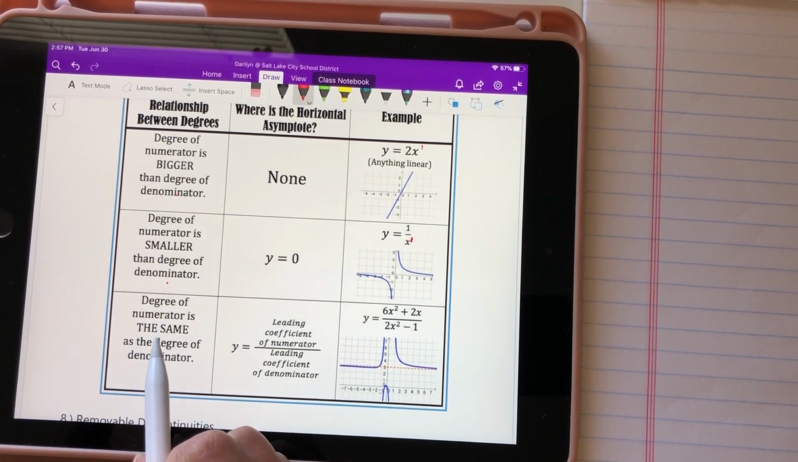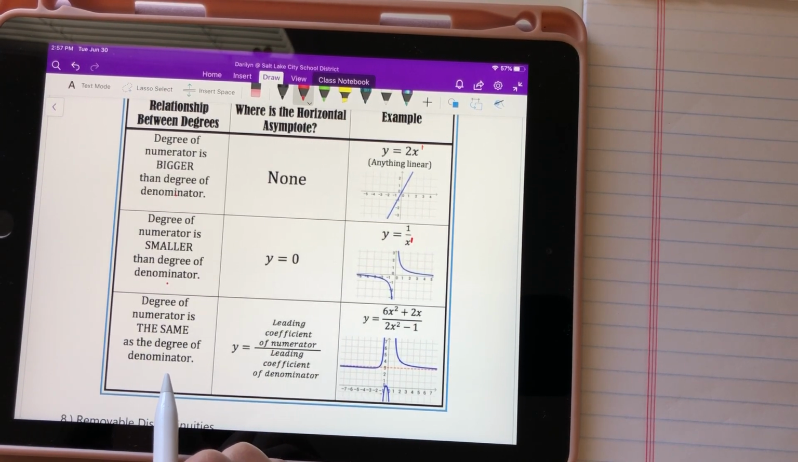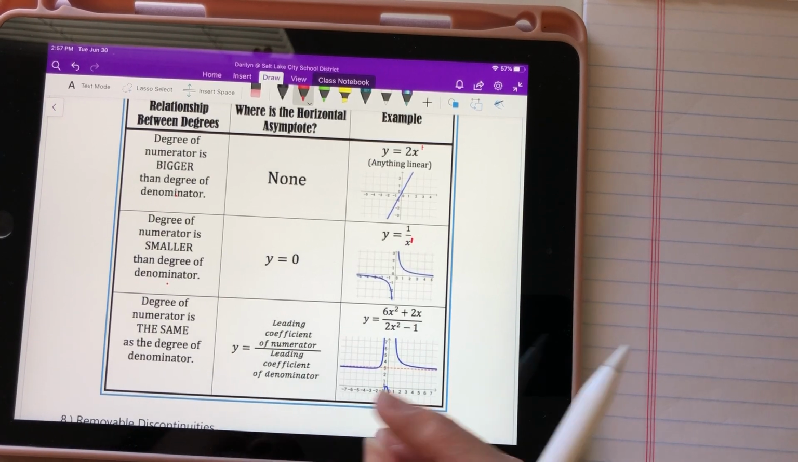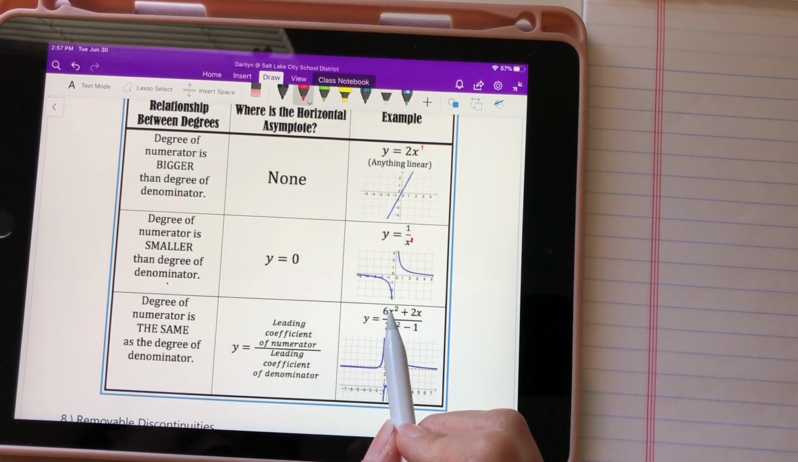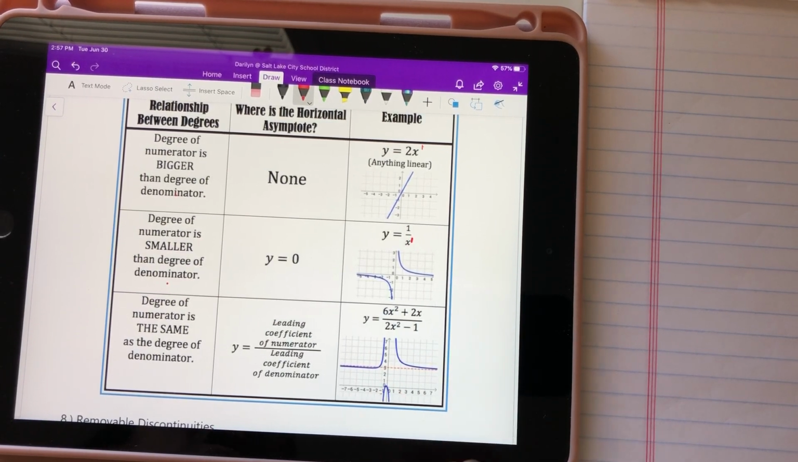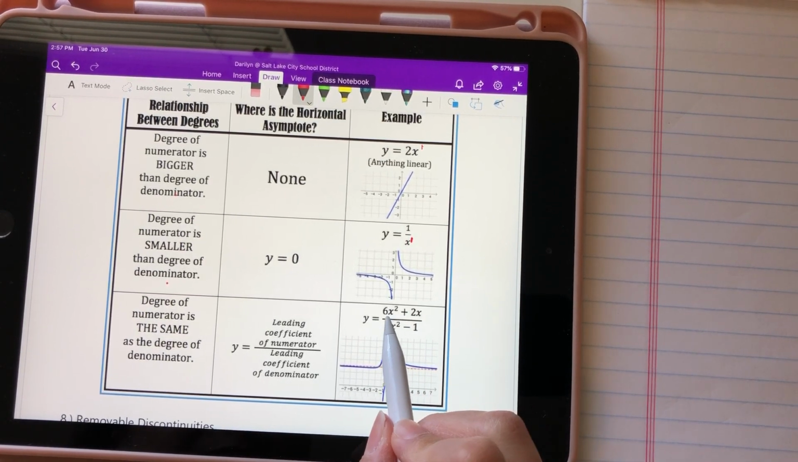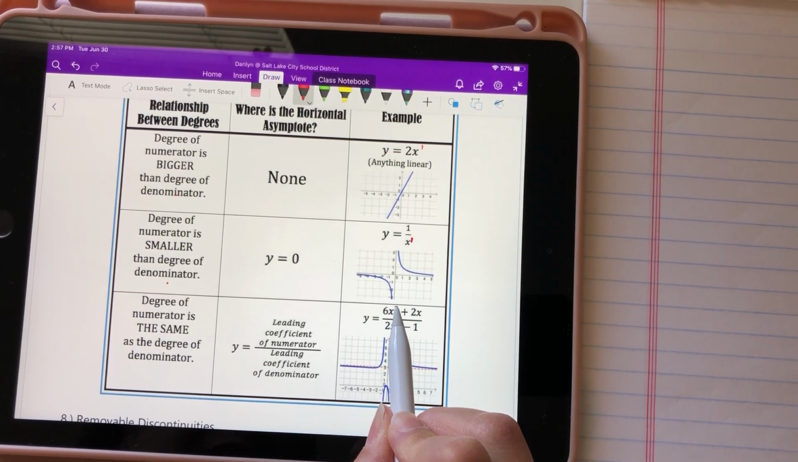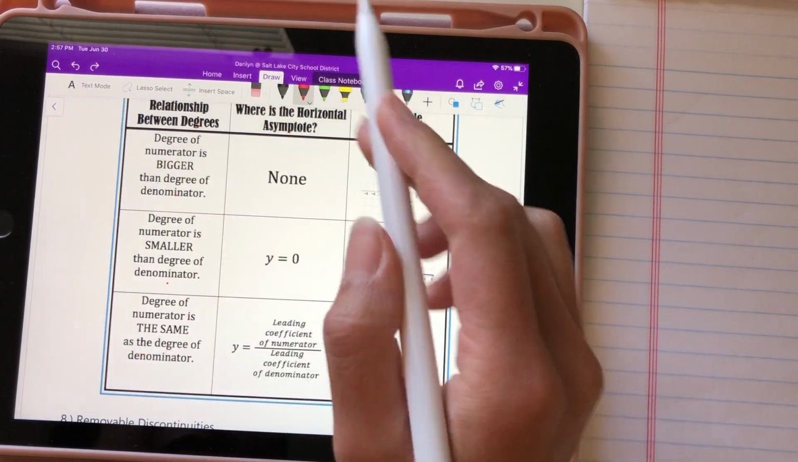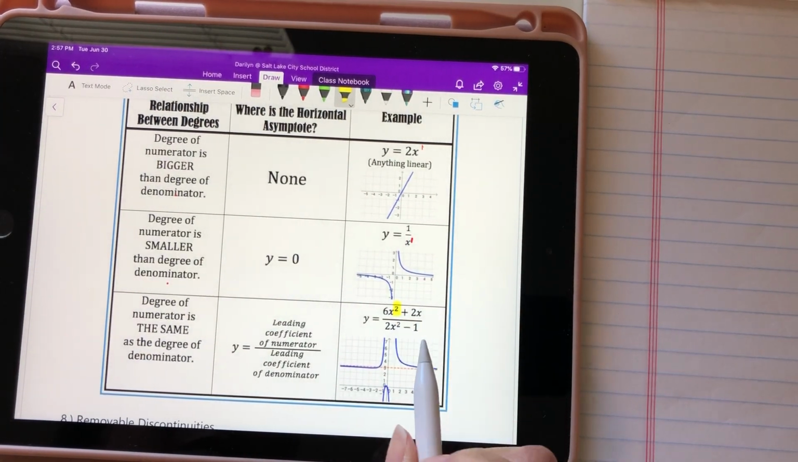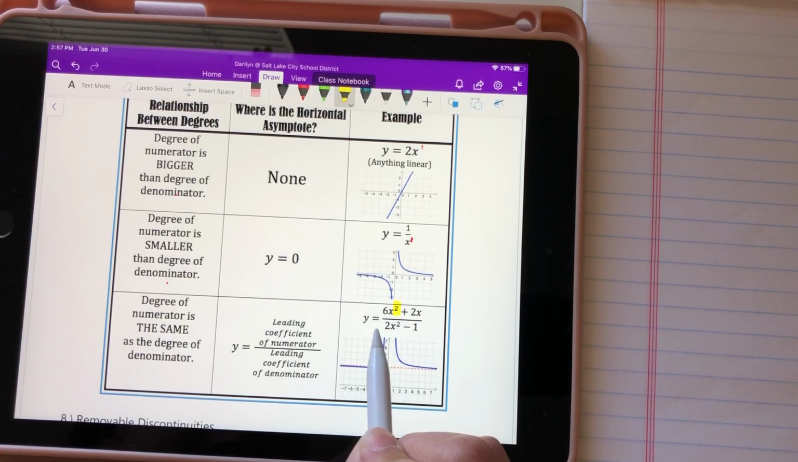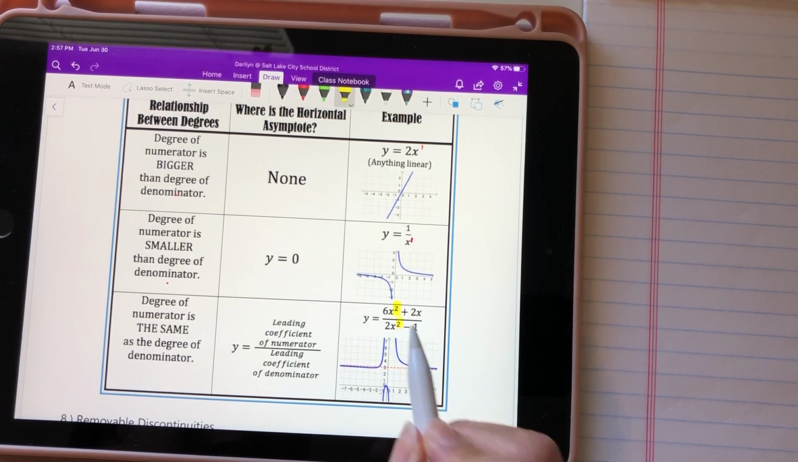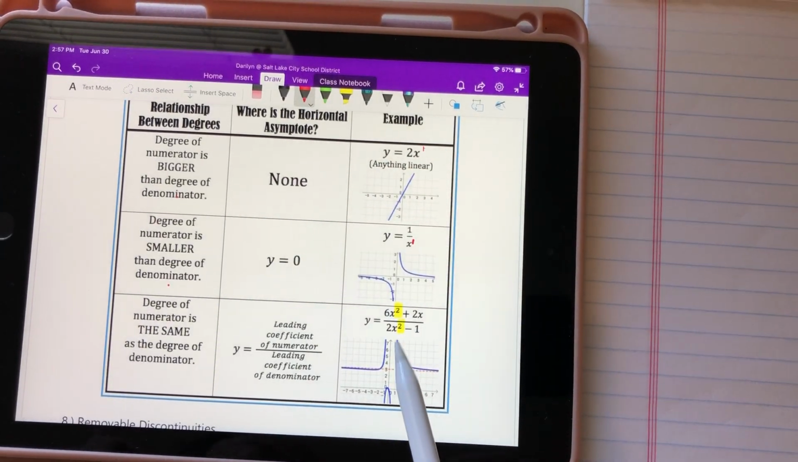If the degree of the numerator is the same as the degree of the denominator, then you're going to look at the leading coefficients, which are the numbers out front or the numbers in the highest degree term. Usually they'll be out front if it's written correctly. So this is in standard form, this top here, 6x squared plus 2x. That degree is 2. And I look at my denominator, which is also in standard form. So the highest exponent is the degree, which is 2. Those are both the same degree.